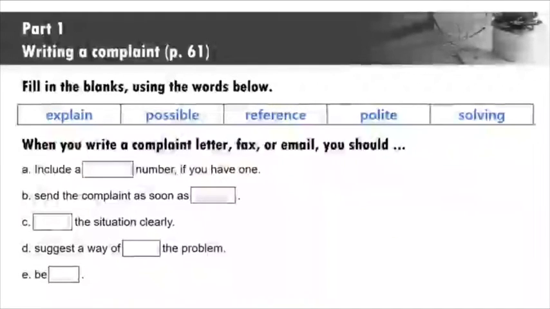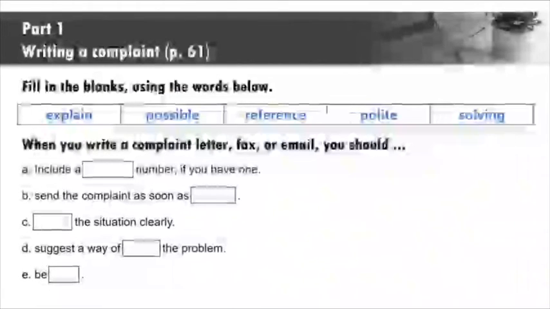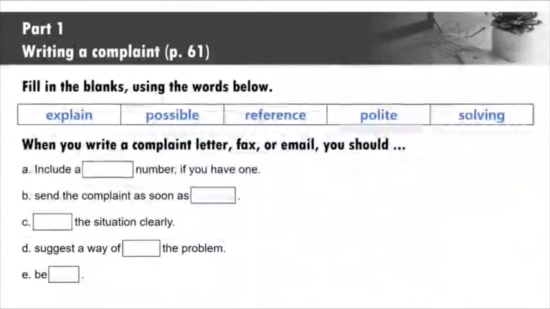Now let's look at the page 61. Fill in the blanks using the words below. There are 5 words: explain, possible, reference, polite, and solving. When you write a complaint letter, fax, or email, you should A. Include a reference number if you have one.